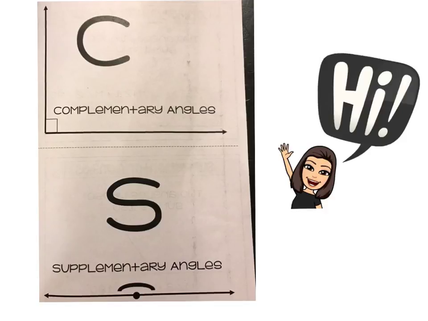So you should have these notes right here. We are starting our geometry unit now. Today we are just going to be talking about two types of angles and how we can find the missing part of one of these angles.